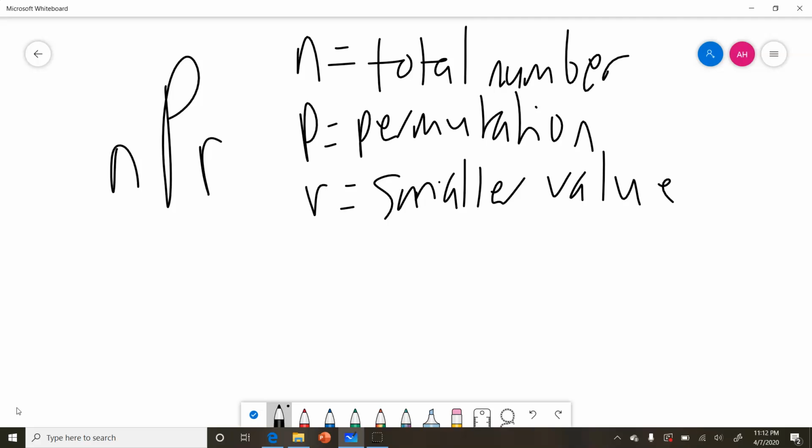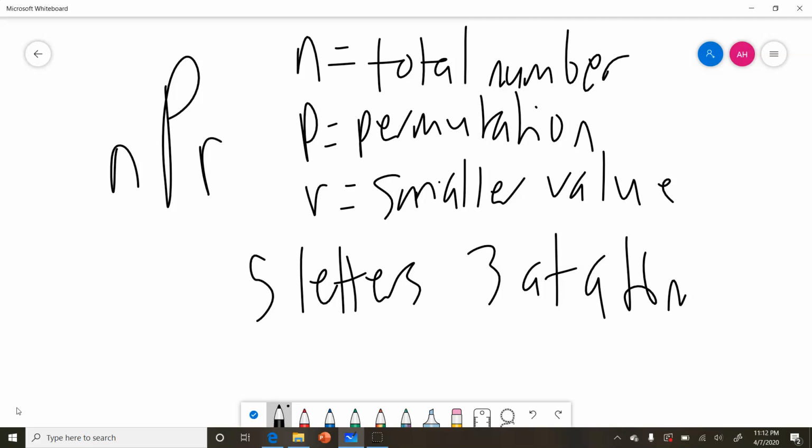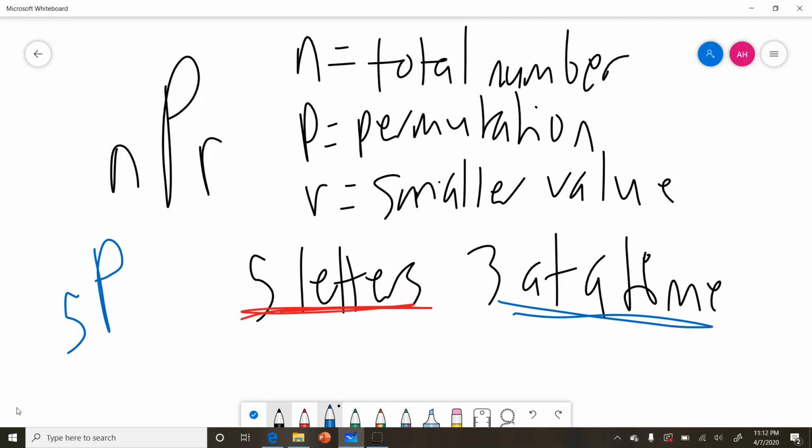If they give us a problem, it will look something like this. If they said that there are 5 letters, and they're taken 3 at a time. Now you can see which one is the total number. Well, that's the 5 letters. So when I go to write this formula, I write 5P, and then what is taken at a time? It's the smaller value, 3. So that's 5P3.